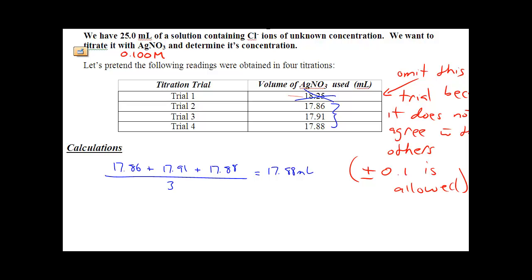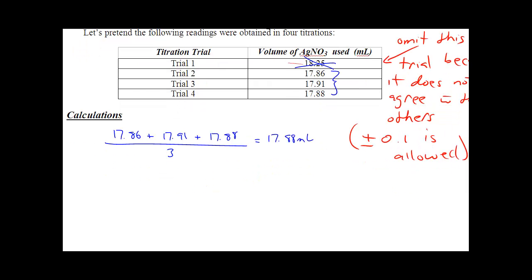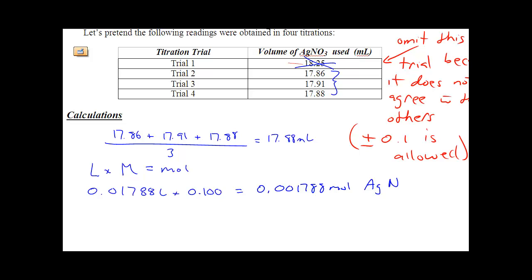Okay? What we need to do is figure out the concentration of our unknown. So we have to find the moles of what we added and go through the ratio. So what do we know? We know the liters, and we know the molarity of our initial standard, and that's what we use to find moles. So our liters is this number divided by 1,000. 0.01788 liters times the molarity, which is in the question, 0.100, gives me another smaller number, 0.001788 moles. And this is of AgNO3.